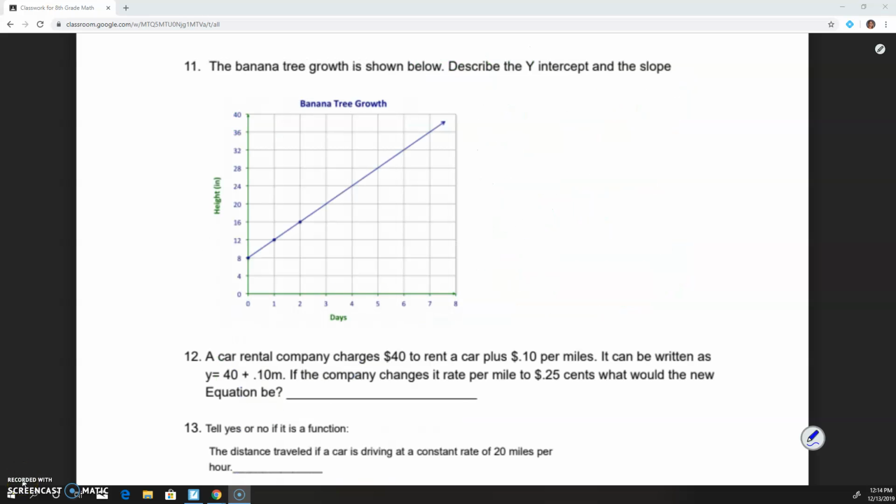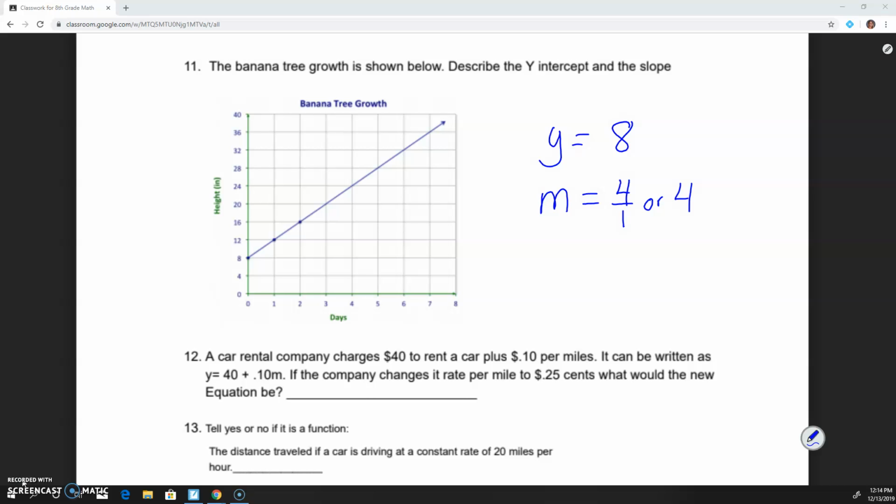The banana tree growth is shown below. Describe the y-intercept and the slope. So where does it cross the y-axis? 8. And your slope, it's not up 1, because look, it's counting by 4s. It's up how many? Up 4 over 1. Or you could just put 4.